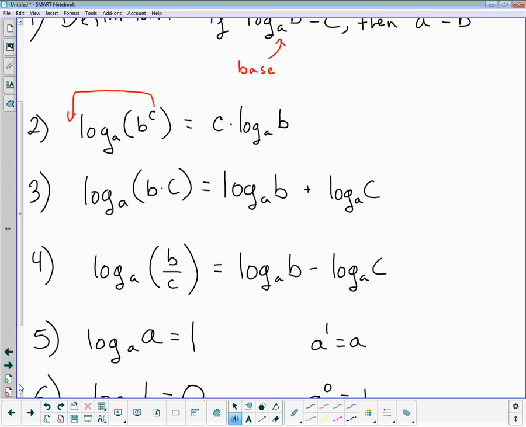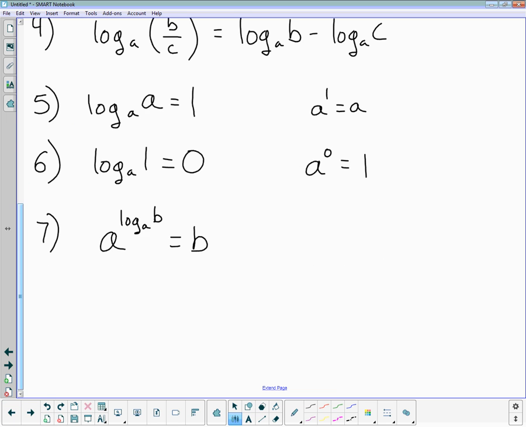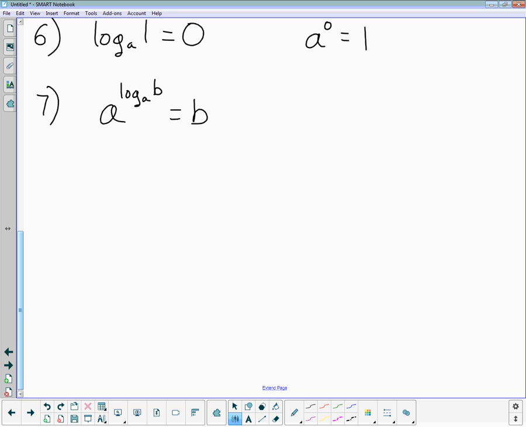All right, last rule. This one is crucial when we get into calculus. This is the change of base formula.